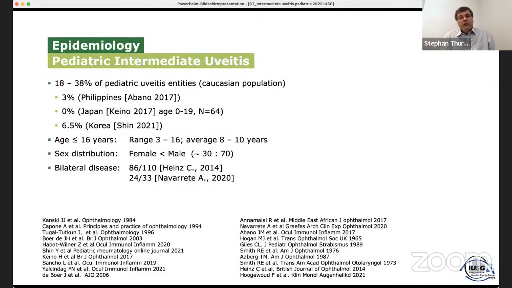Now, if you look at the epidemiology of intermediate pediatric uveitis, 18 to 38% of children having uveitis in reality have an intermediate uveitis, at least in the Caucasian population. If you look at East Asia, the percentage is much, much less in the Philippines, Japan and Korea. The range of age is usually 3 to 16 years old, where most patients showing up with intermediate uveitis in the clinics are at the age of 8 to 10 years. There are more boys affected than girls. And while bilateral disease is common, as you can see by the publications from Heinz and Navarrete, unilateral disease is not infrequent.